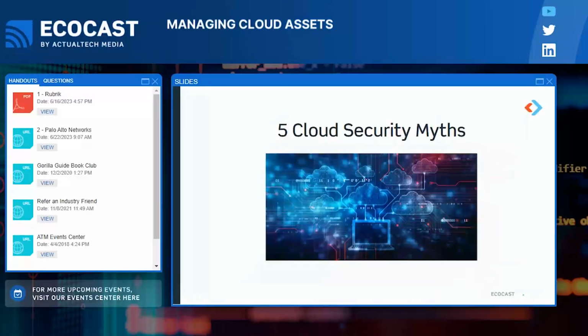Now, when it comes to managing cloud assets, one of the most important aspects is to secure those assets from threats, both internal and external. That's the focus of today's EcoCast, and I wanted to kick things off by spending a few minutes covering 5 cloud security myths. Are you ready for that? So let's get to the first myth.